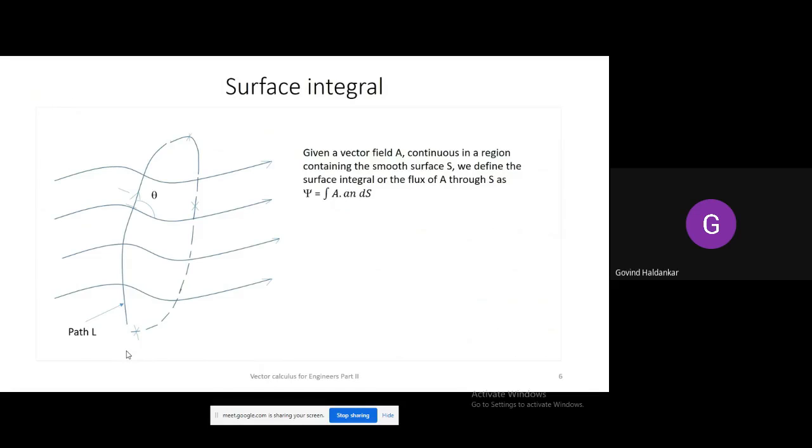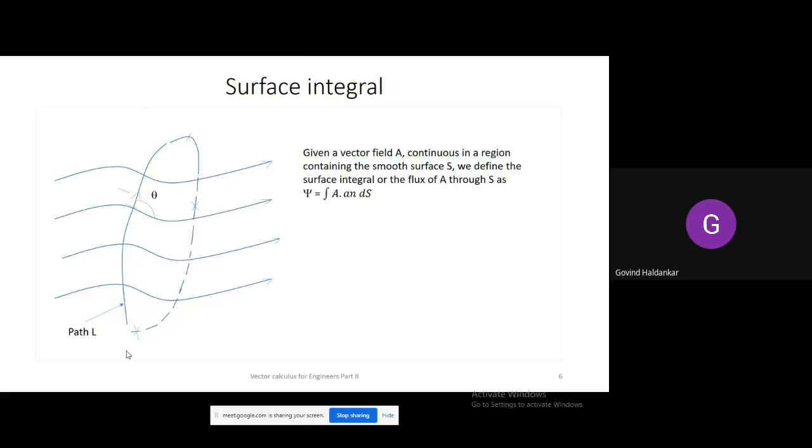So in the last slide, I explained line integral, that is f dot dl. So it is a tangential component we integrated along a path, and when it is a closed path, that time contour integral we are finding.